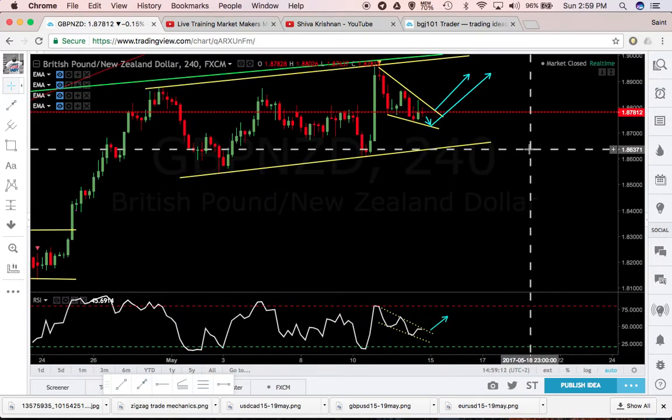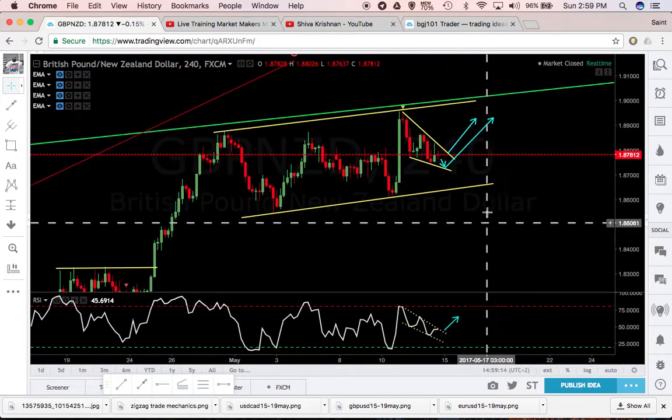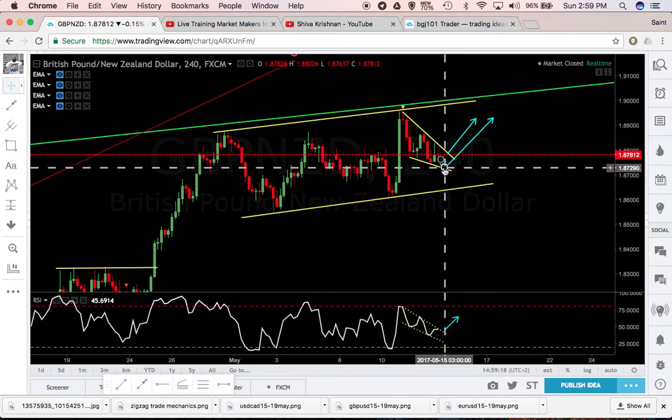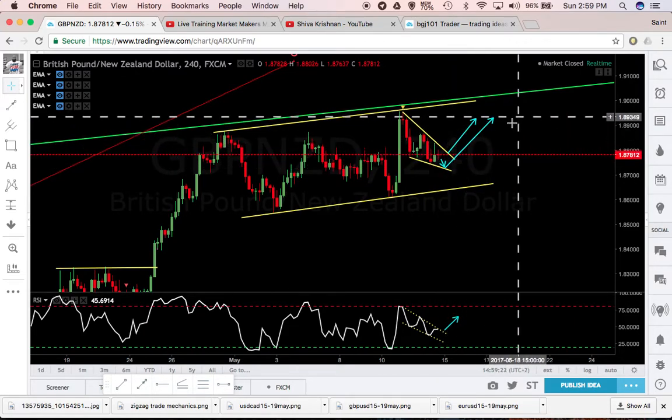Pound New Zealand, same thing. We're looking for bullish movement here. It's in a little pennant or flag, however you would like to call it. Looking for price to get into a bounce area or a break area and take that long trade.